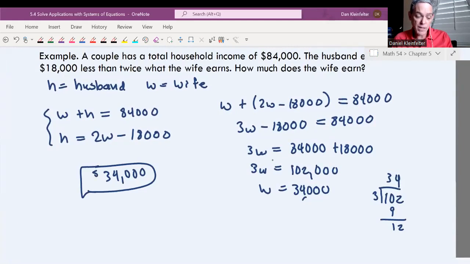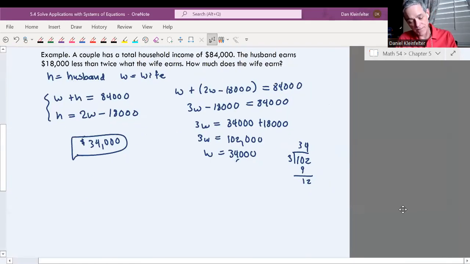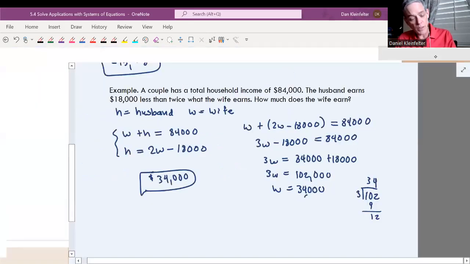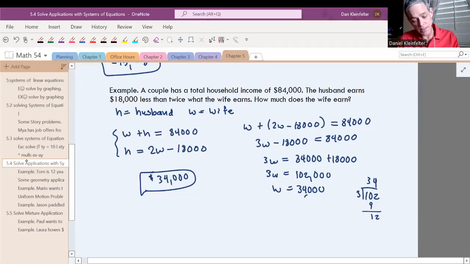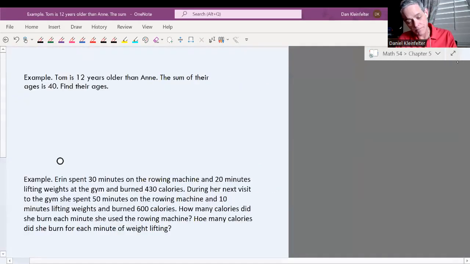Be careful, by the way, to make sure that you're answering the question that's being asked. Here, we weren't asked what the husband earned. We could figure that out if we wanted, but that wasn't the question. So we just answered the question that we're being asked. Okay, next example. This one is an age problem.